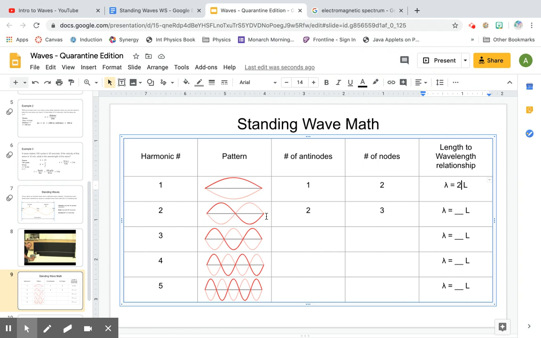Now for this one right here, I do have a complete wavelength. Do you see that? So I have a crest and I have a trough. So that's just 1 L. Now instead of putting 1 though, I am gonna put 2 over 2, and I'm gonna show you what I mean by that. You'll kind of see a pattern after a while, okay? And then for the third harmonic, 1, 2, 3 antinodes, and then 1, 2, 3, 4 nodes. And then we can see here, here's my wavelength here. And do you see how this is 2/3 of the length? All right, so my wavelength here is 2/3 of the length. So I'm going to put that here.